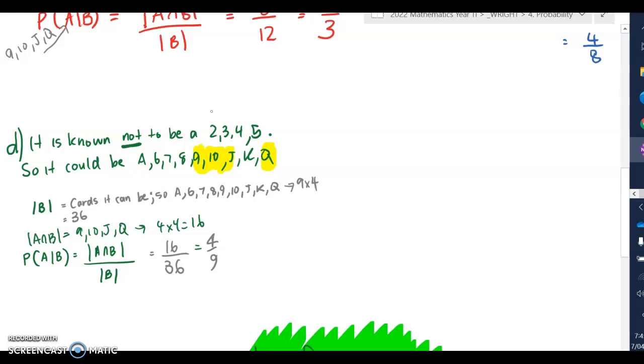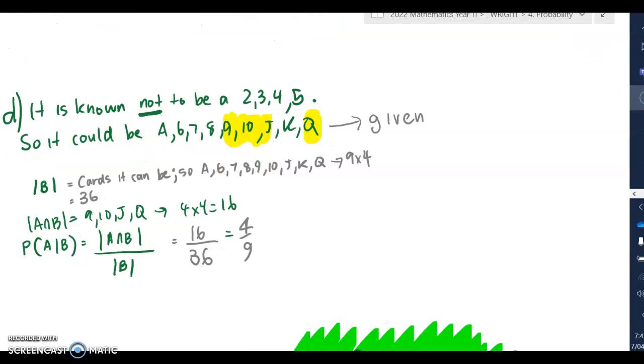Okay, so let's look at what our parts are going to be. Our B is the given. So our given is that it can be an ace, a 6, a 7, an 8, a 9, a 10, a jack, a king, or a queen. So how many is that? 1, 2, 3, 4, 5, 6, 7, 8, 9. 9 cards, 4 suits. 9 times 4 is 36.